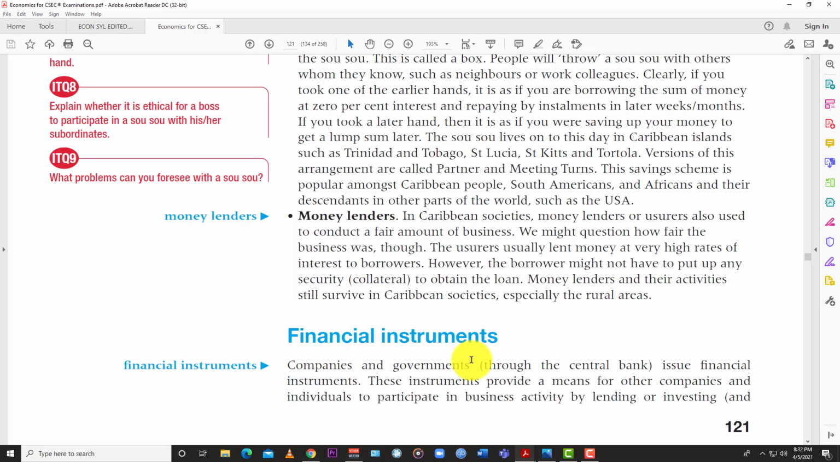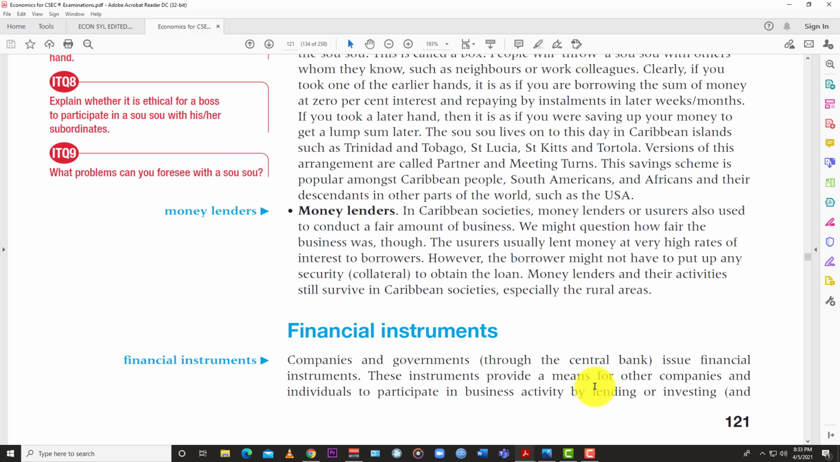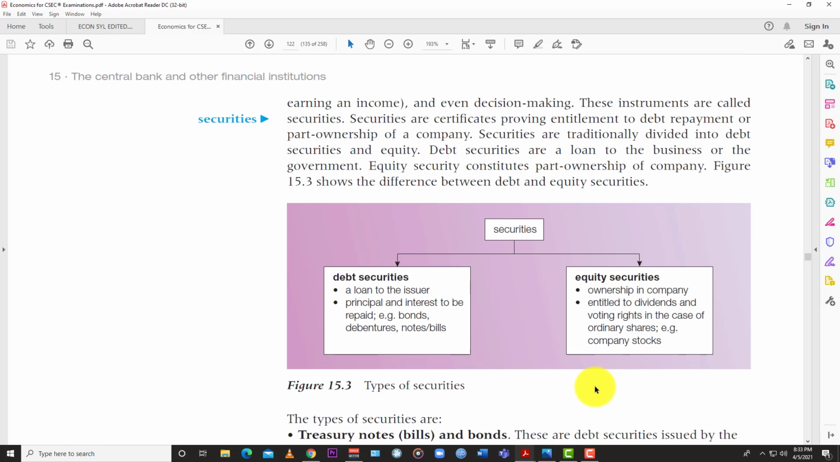Companies and governments, through the central bank, issue financial instruments. So the central bank is what issues the financial instruments for the government. Companies do that on their own. These instruments provide a means for other companies and individuals to participate in business activities by lending or investing and earning an income. So this is a means for common folk to invest in the government or invest in certain companies, businesses, most likely the public limited companies.